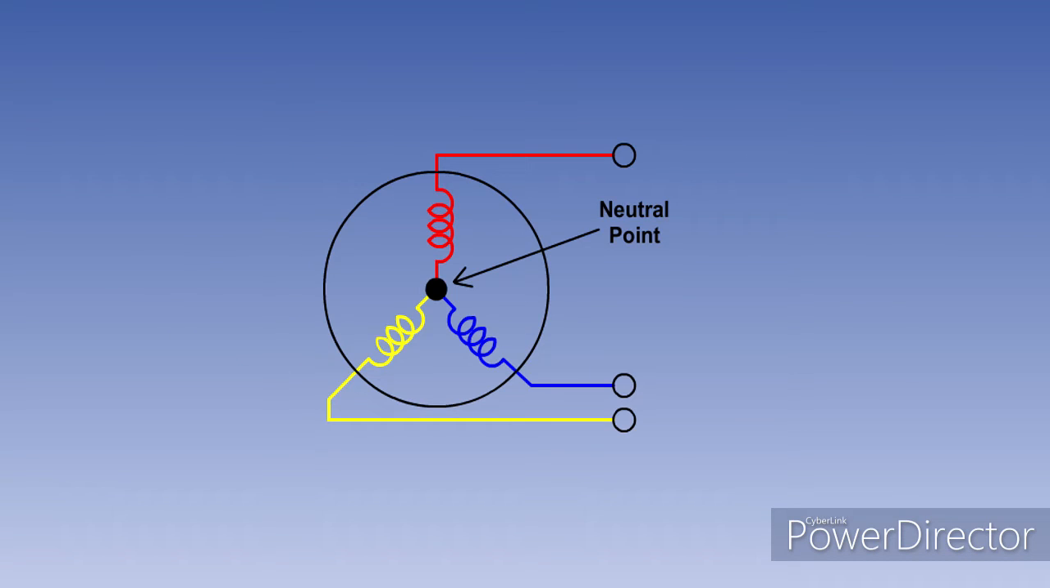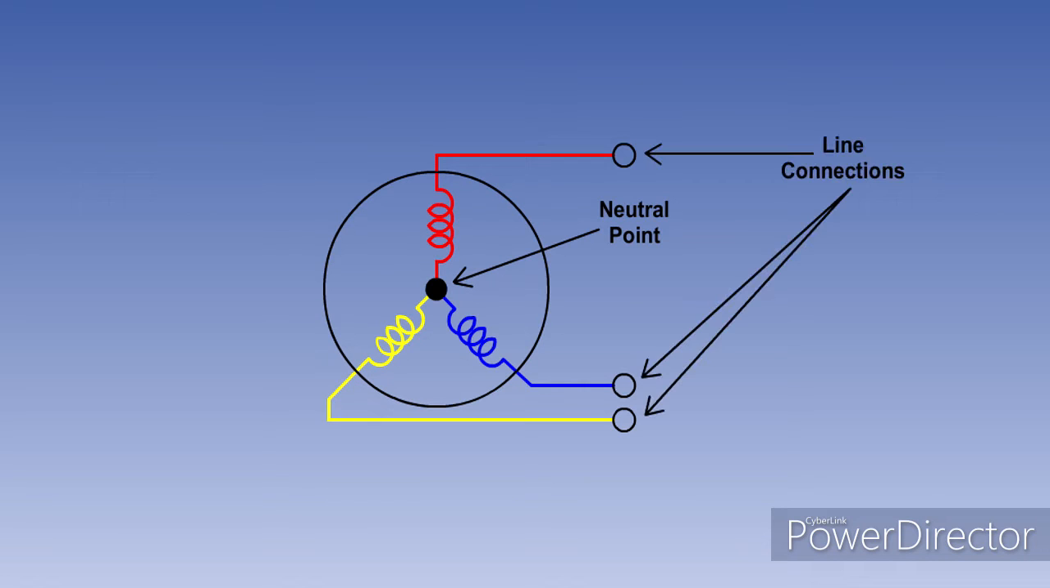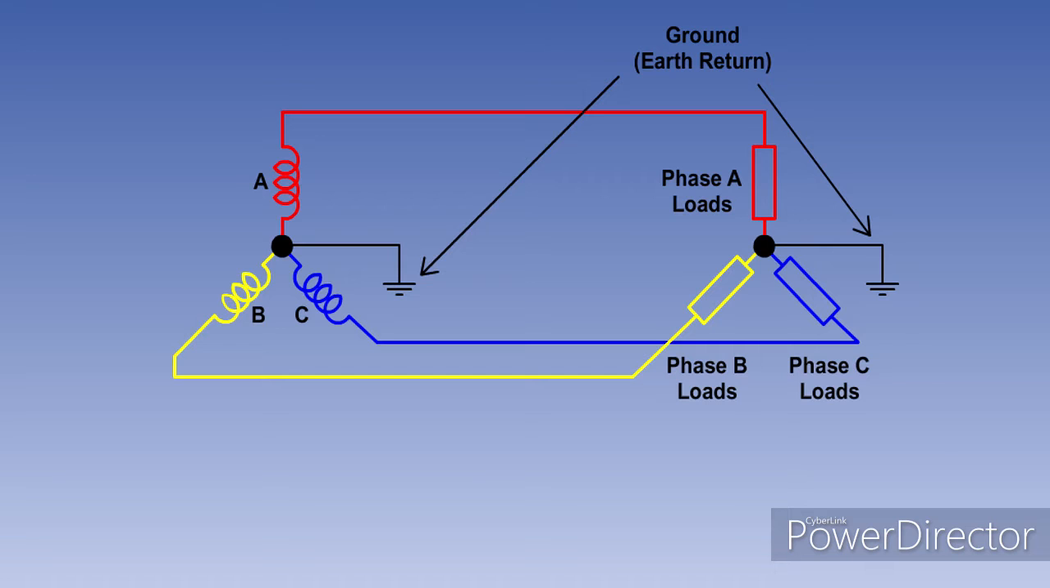A star-connected three-phase AC generator has the three phases joined at one end to form a connection known as the neutral point. The connections at the opposite end of the phase windings from the neutral are called the line connections. The neutral point is normally grounded and used as the earth return in modern aircraft. It will carry any out-of-balance current between the phase loads.